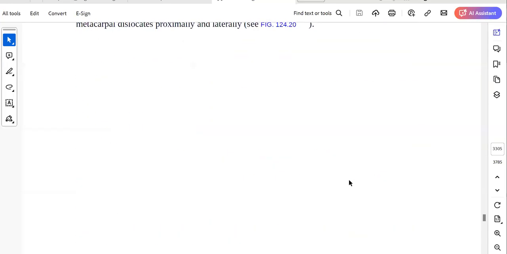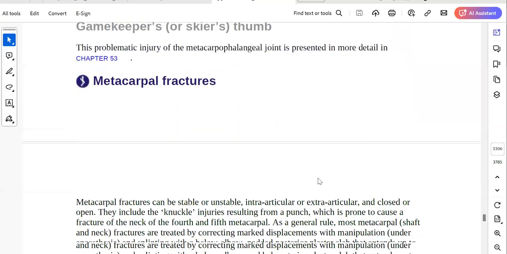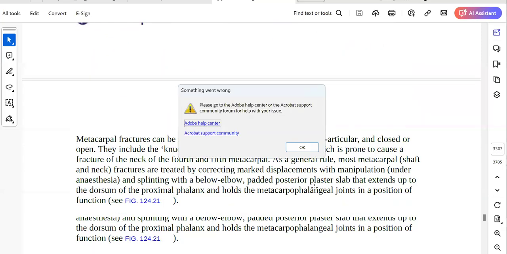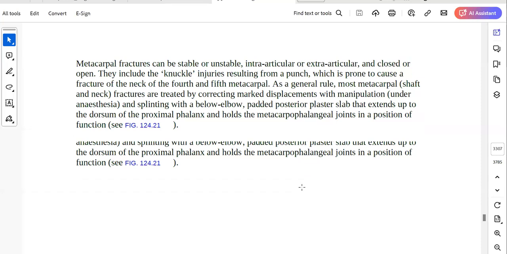Okay, so we finished the scaphoid fracture. Moving into metacarpal fracture. It comes in exam, but not super important. Sometimes if a patient punched someone or punched into a wall, they can come up with a metacarpal fracture. The common fracture is fracture of the fourth and fifth metacarpal.